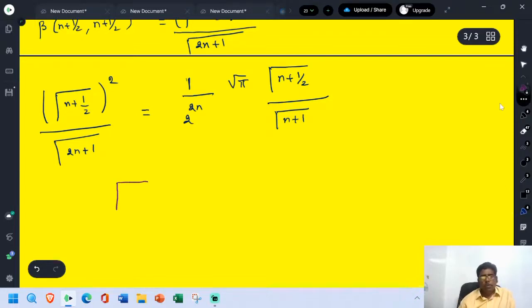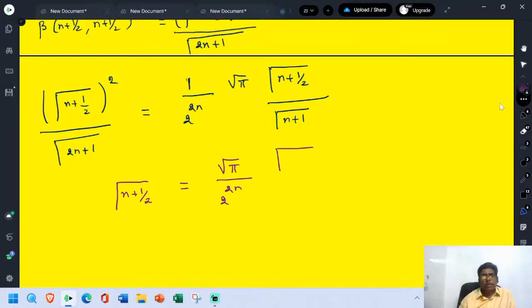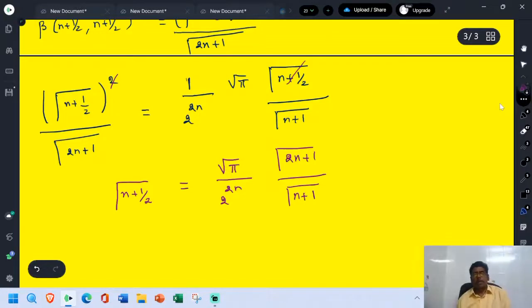So gamma of n plus half is equal to root pi divided by 2 power 2n into gamma of, take this term, cancel this, then bring this gamma of 2n plus 1 to the right hand side, that will be going to the numerator. Gamma of 2n plus 1 whole divided by this term, gamma of n plus 1. Hence proved.